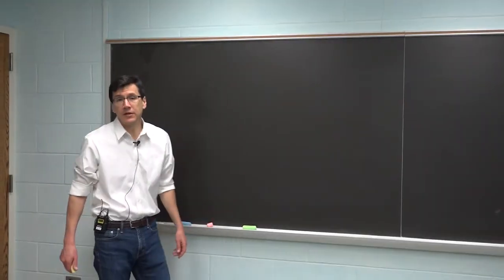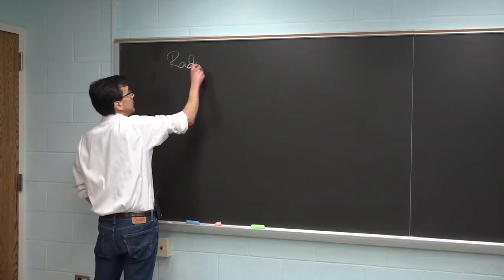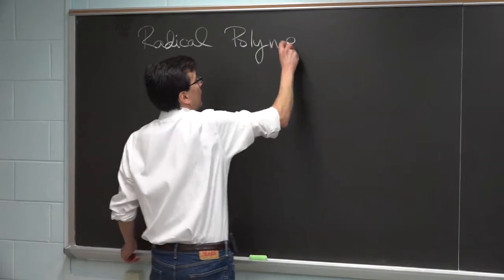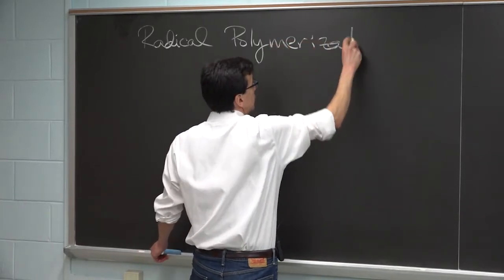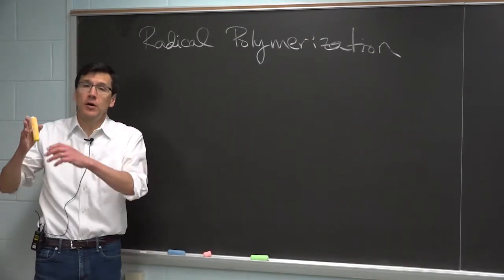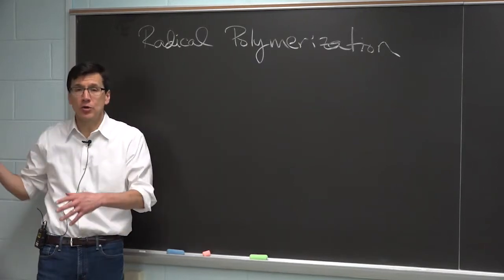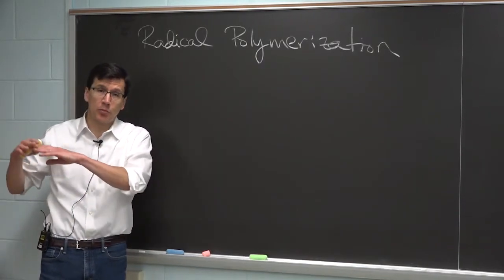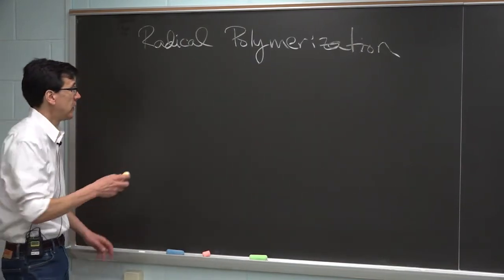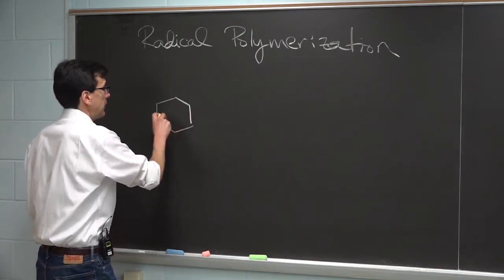Let's do a problem having to do with radical polymerization. Recall that in a polymerization reaction, there is a monomer, and then the monomer is joined to another monomer in some regular way, and what you end up with is something that's composed of many monomers linked, and that's called a polymer. So in this particular case, the monomer will be this molecule.